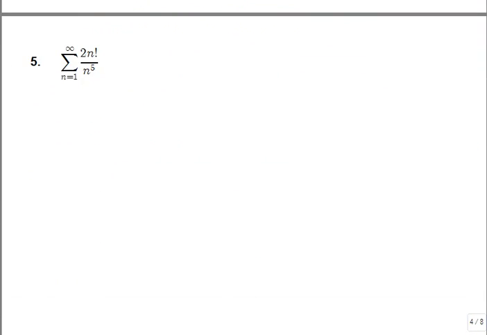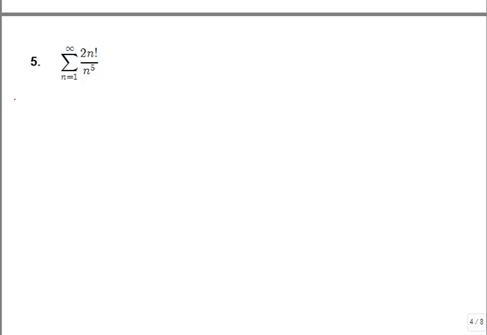Okay, the next example here, the sum from 1 to infinity of 2n factorial over n to the 5th. Keep in mind that the ratio test is a good one to use whenever you have factorials involved, whenever you have exponents, like something raised to the n, or when you have exponential functions involved, things that are fast growing. So this one right here is a good candidate for this ratio test.